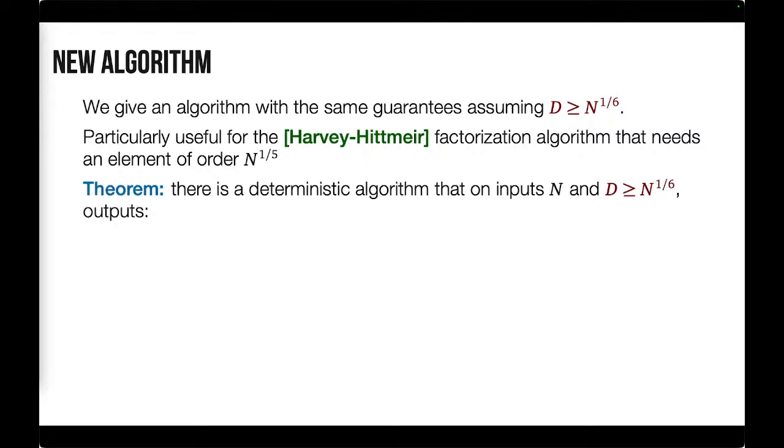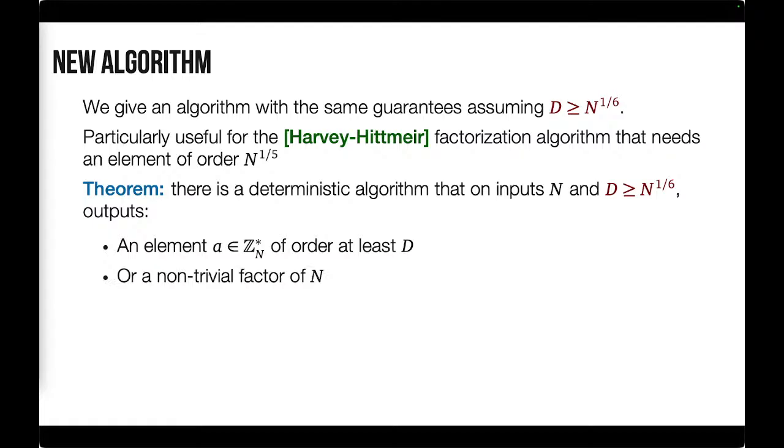So let me maybe just restate my claim that there is a deterministic algorithm that gets an input n and gets, again, this target order d, which is at least n to the 1/6, and it either finds an element of order at least d, or it finds you a non-trivial factor of n, or it says n is prime. Okay, and the running time is the same, square root d.